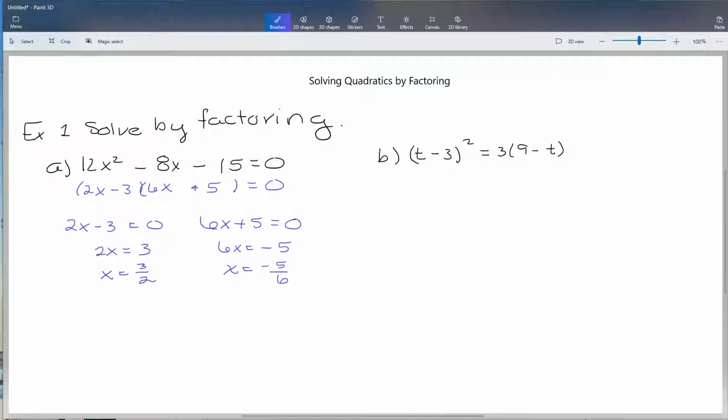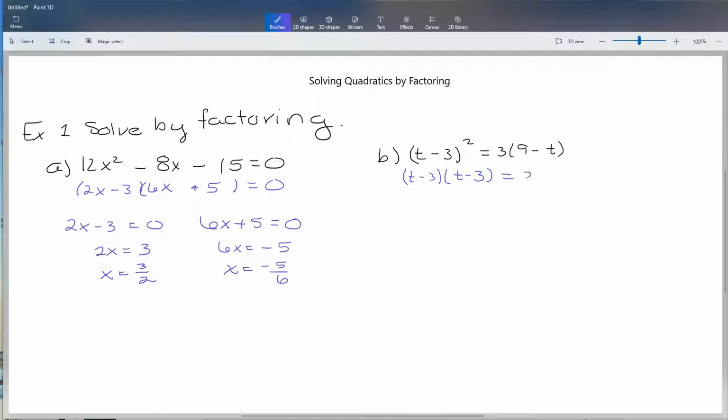Okay, now we can tell that this example is definitely not in the standard form. So the first thing I'm going to do is change this into that standard form. So I'm going to write this side out as t minus 3, t minus 3. Okay, and then on this side, I'm going to distribute.